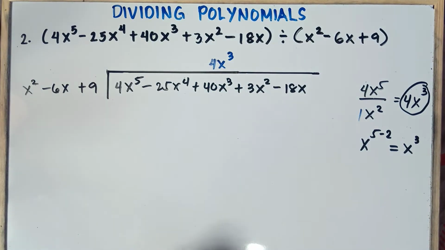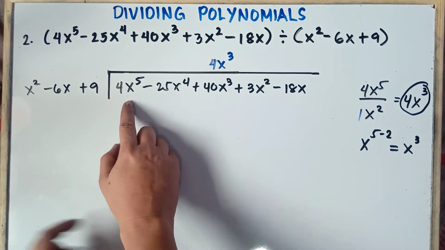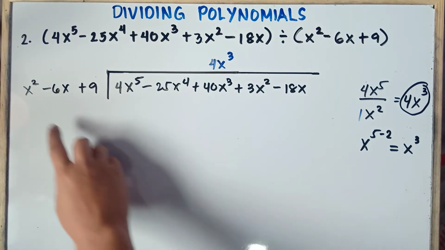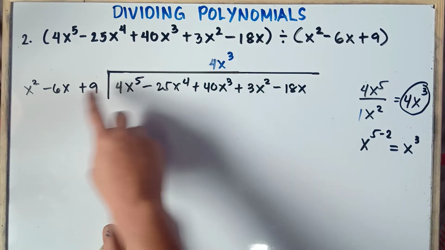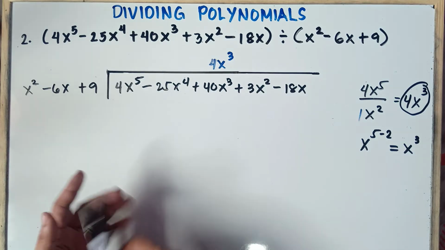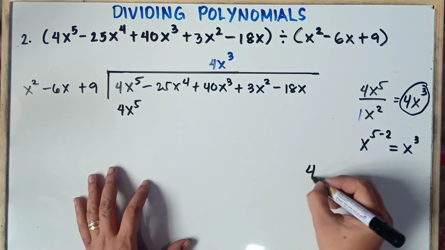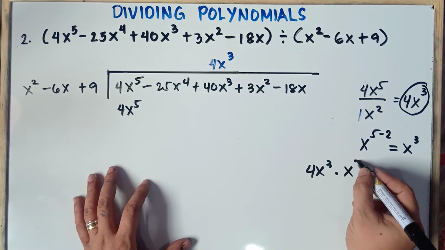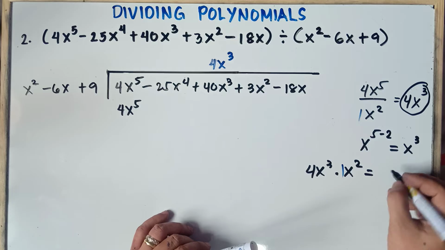Alright, and once you get your answer class, you multiply. You do it in reverse. A while ago, we divided the leading term by the first term. The next step is you do it in reverse, you multiply. 4x cubed times x squared. So 4 times, understood that there's a 1 here. 4 times 1 is 4.